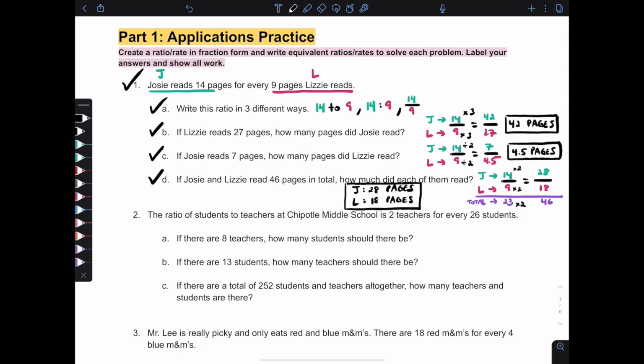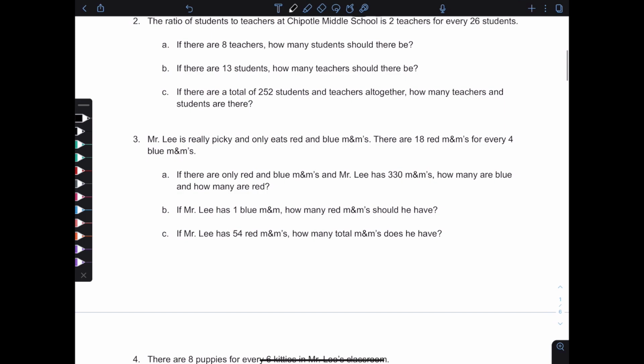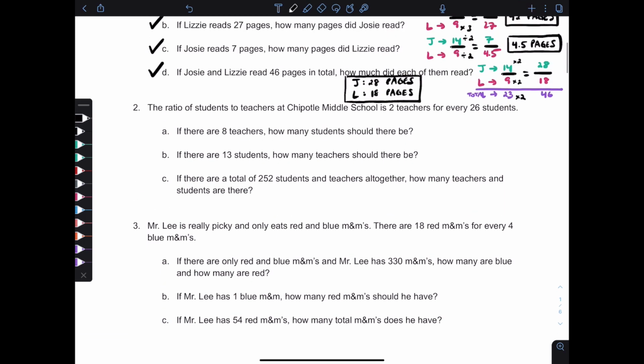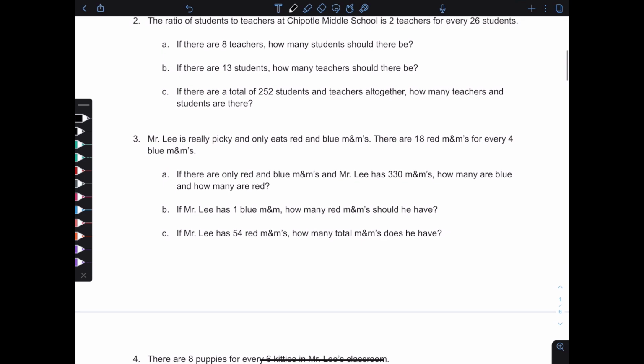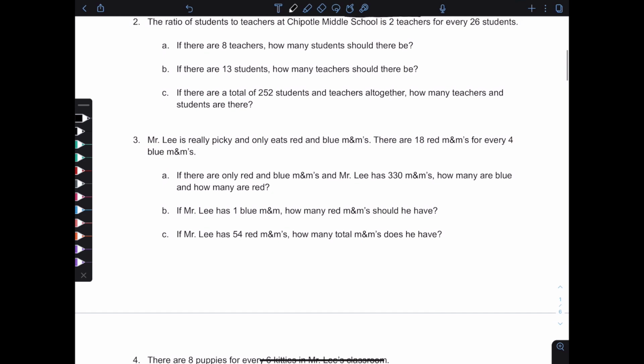All right, all of number 1 is now done. Let's take a look at number 2. Okay, so the ratio of students to teachers at Chipotle Middle School is 2 teachers for every 26 students. So in this case, for teachers, I'm going to put a T, and for students, I will put an S just to shorthand that. And let's take a look at part A. If there are 8 teachers, how many students should there be?